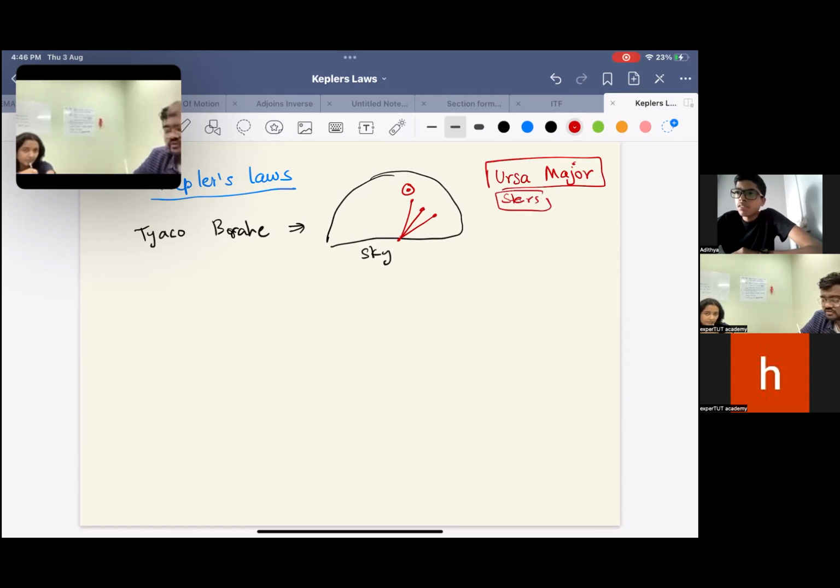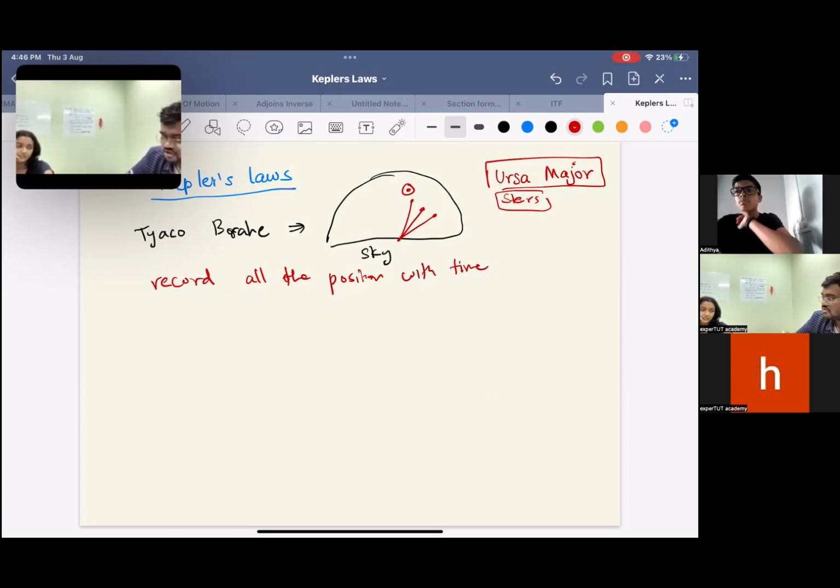So what he did was he kept a written record of all the positions with time. Basically, he had a year-long notebook register in which he said, let's say, the North Pole star was at this point on this day, and at that point at another time. It changes. So he had a very elaborate record book.